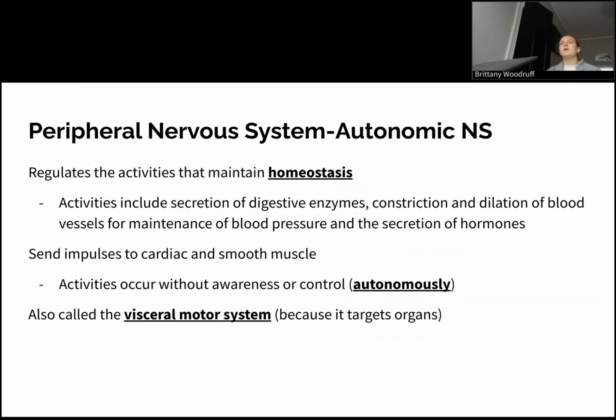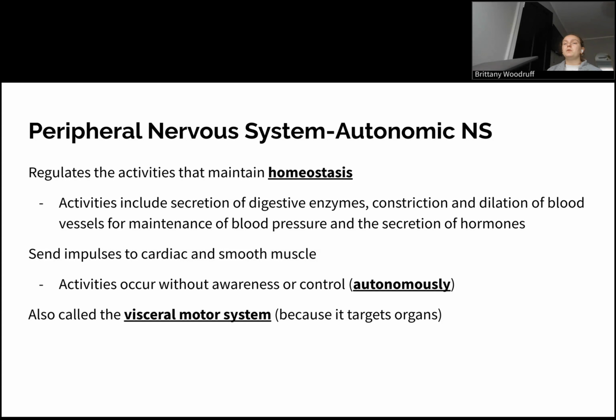So talking about your autonomic nervous system, okay? Your autonomic nervous system is going to be responsible for regulating activities that maintain homeostasis, right? So we talked about homeostasis all the way back in chapter 1. Okay? So this is going to include secretion of digestive enzymes, constriction and dilation of blood vessels for maintenance of blood pressure, and the secretion of hormones. So automatic activities, things that you don't need to think about.